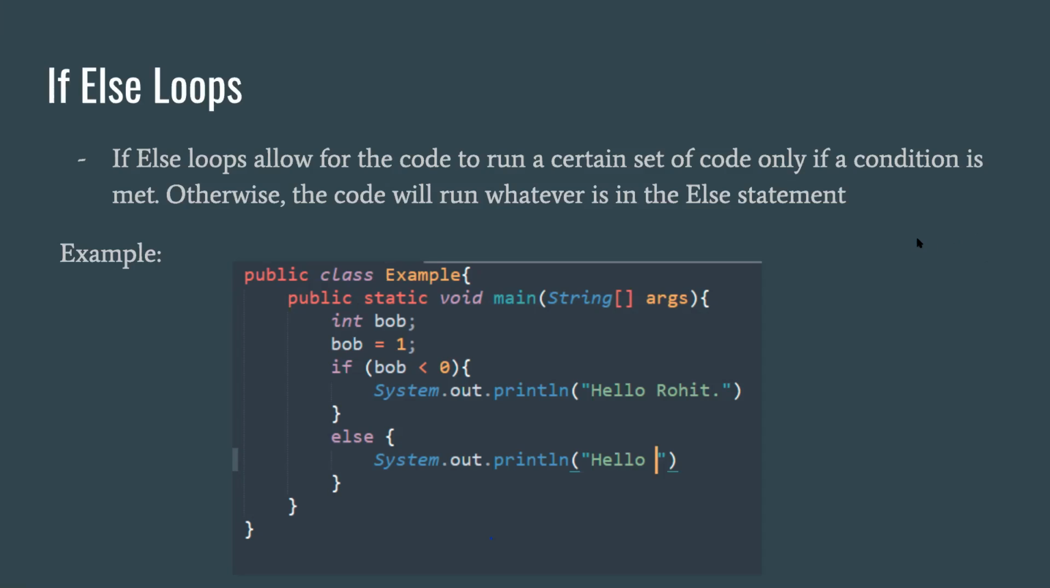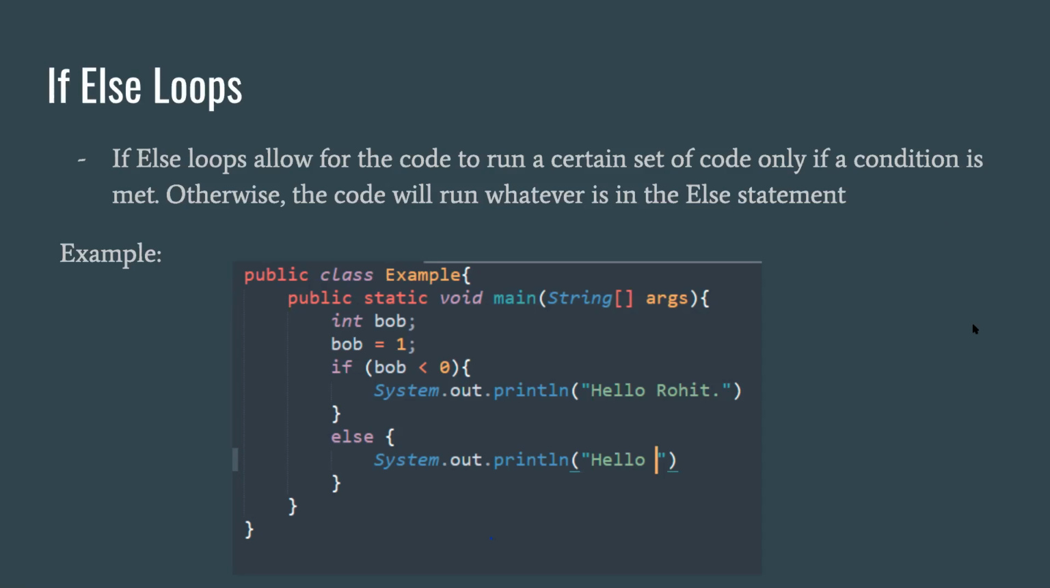How about Dia? What do you think would be printing here? Hello. Good job. Do you want to explain to the class why it will be hello? Because after else it says System.out.println and then it says hello. Yeah, good job, because Bob is not less than 0. Nice. So we can move to the next slide now.